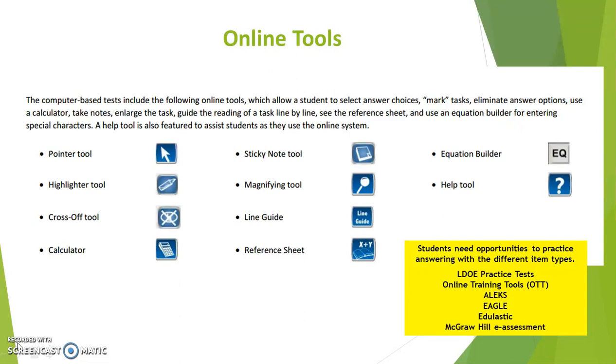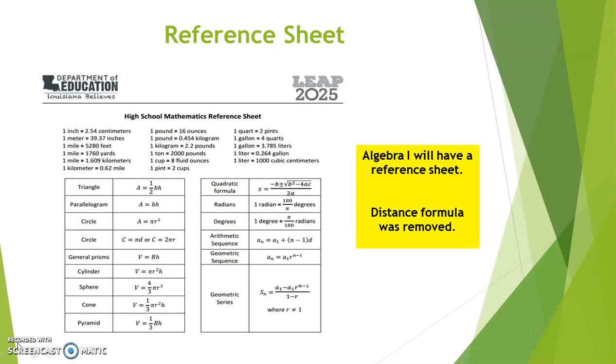Resources are available to provide students opportunities to practice answering with different item types. They include the LDOE practice test, online tools, training, ALEX, Eagle, Edulastic, and McGraw-Hill e-assessments. Students taking the Geometry and Algebra 1 assessment will have access to a reference sheet via the online testing platform and may also be provided an unmarked, clean copy from the test administrator.